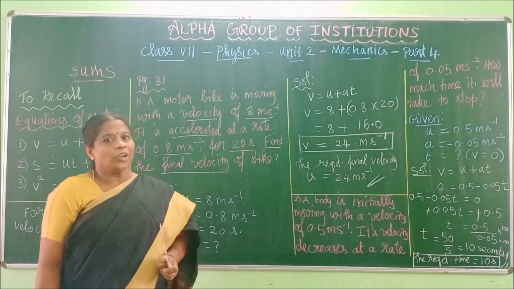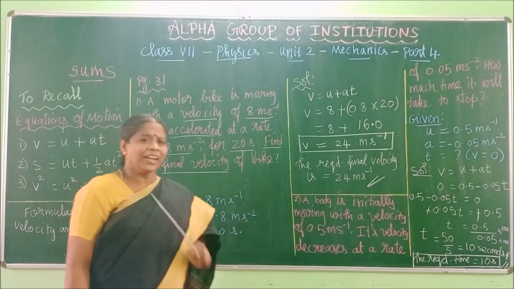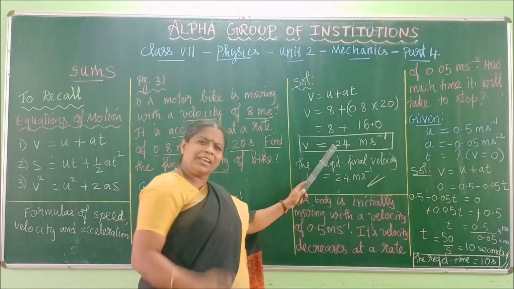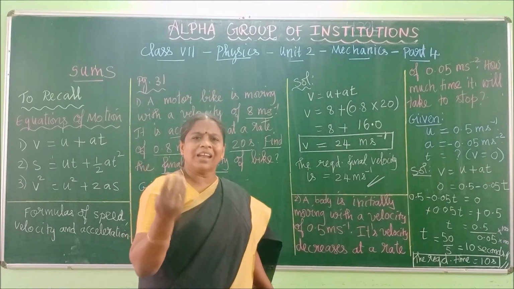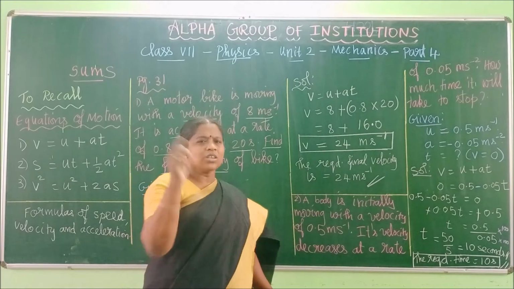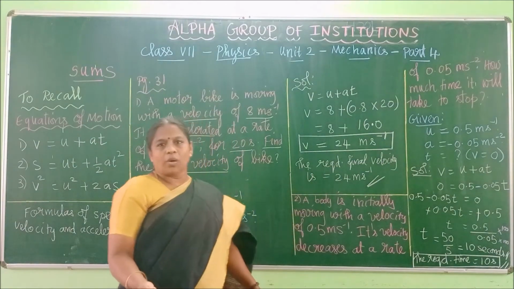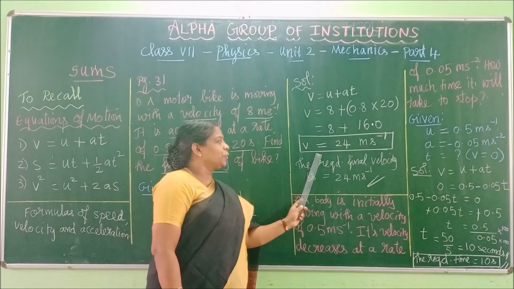I already told you before the session, when you are writing the answer, it must be highlighted. And that I have highlighted. In any way you can highlight. You can write in another color, you can put a box, or simply you can draw these 2 lines. You can follow your own pattern. Okay. So V is equal to 24 meter per second.